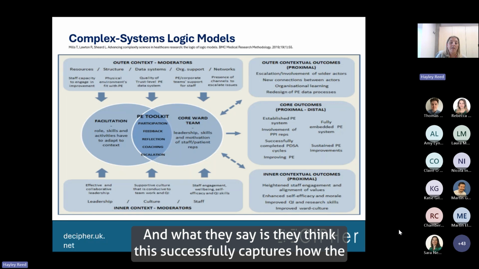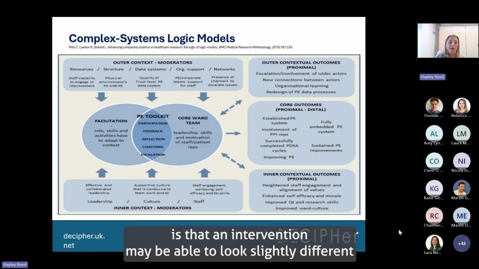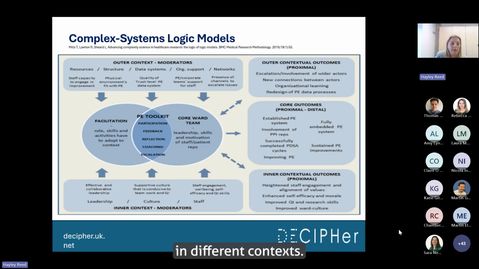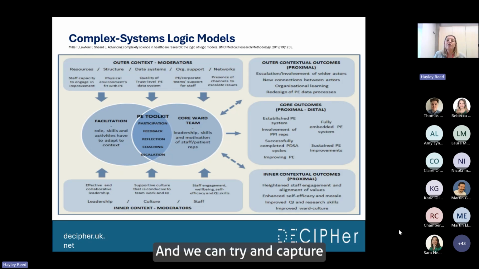And what they say is they think this successfully captures how the success of the intervention hinges on adaptation of context. So what this means really is that an intervention may be able to look slightly different in different contexts. So in different hospitals, they may deliver things slightly differently. And we can try and capture some of that complexity.